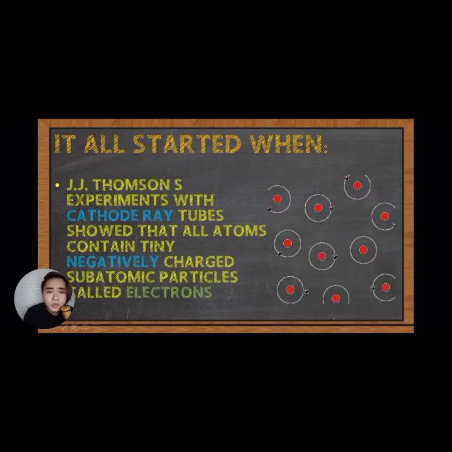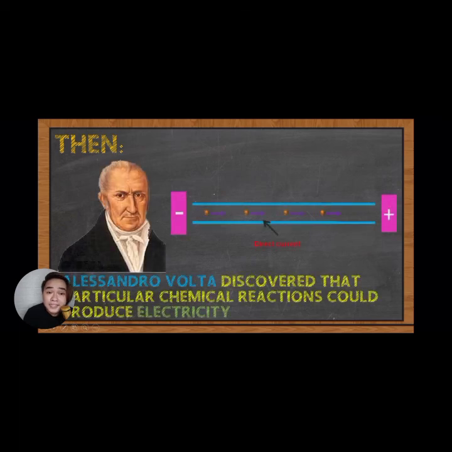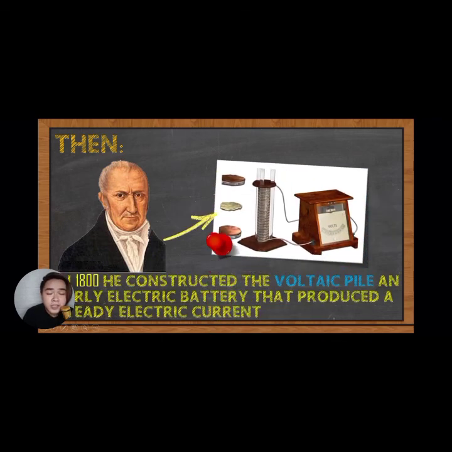It all started when J.J. Thomson did an experiment and discovered that all atoms have a negatively charged particle called the electron. Then, a man named Alessandro Volta discovered that these electrons can move or flow and produce current or electricity. He also later invented the first electric battery, known as the Voltaic pile, that produced a steady electric current.